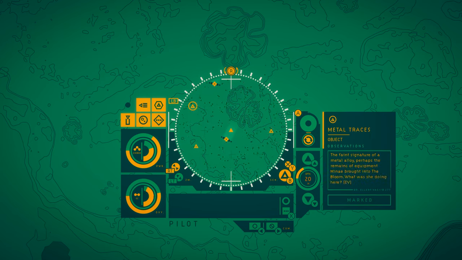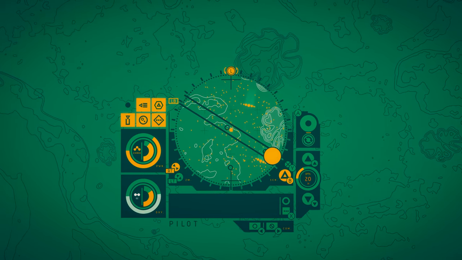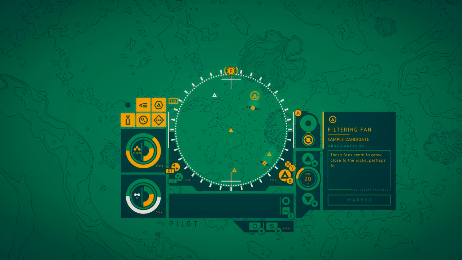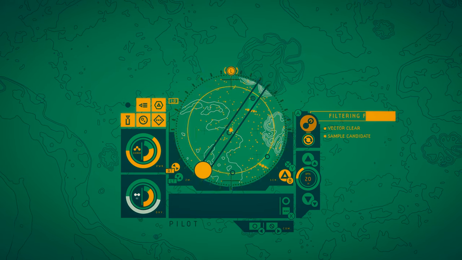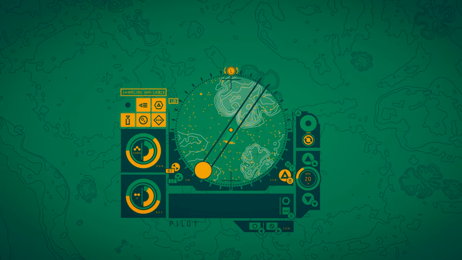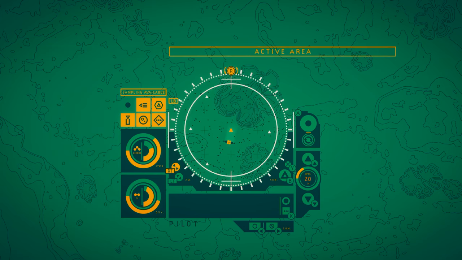Metal traces, the faint signature of a metal alloy, perhaps the remains of equipment Minae brought into the bloom. What was she doing here? Filtering fan. Actually, why am I reading that? Let's get out of this. I don't think we need more fan dust. We have a lot.